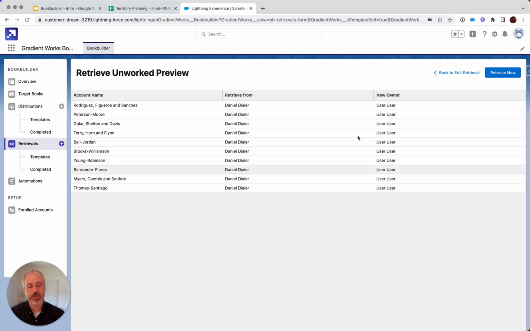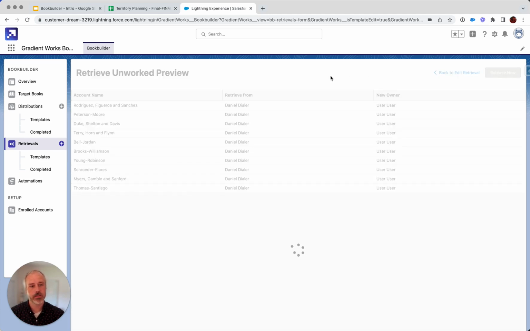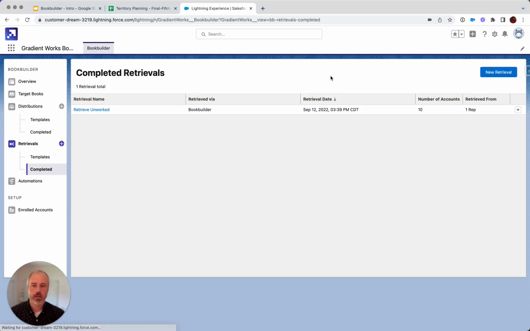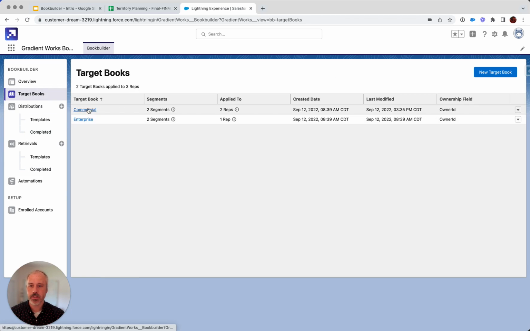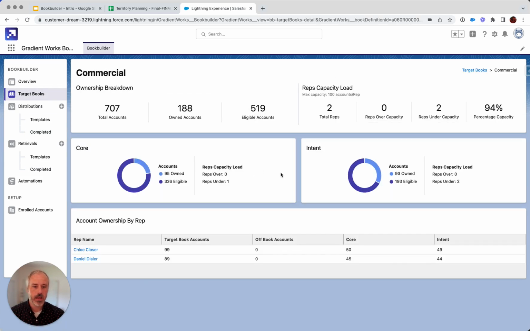And this is going to pull back accounts. It looks like Daniel hasn't necessarily been working all of his accounts. So we'll go ahead and retrieve those back from Daniel. Now, those have all been retrieved back from Daniel. So if we go take a look at the target books, you'll see that Daniel has a lot fewer accounts in his name right now, and Chloe is in need of about one.